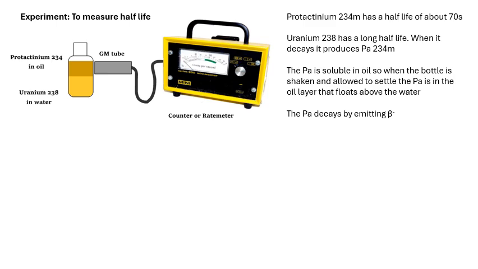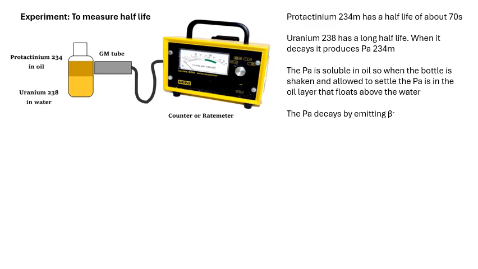Protactinium-234m, don't worry about the m, has a half-life of about 70 seconds. We can get these in physics labs called protactinium generators. Basically you've got some uranium which produces your protactinium, and then you shake the bottle and the oil floats to the top, and that's got your protactinium in it, and you can measure the radiation it gives off. It gives off beta minus decay.